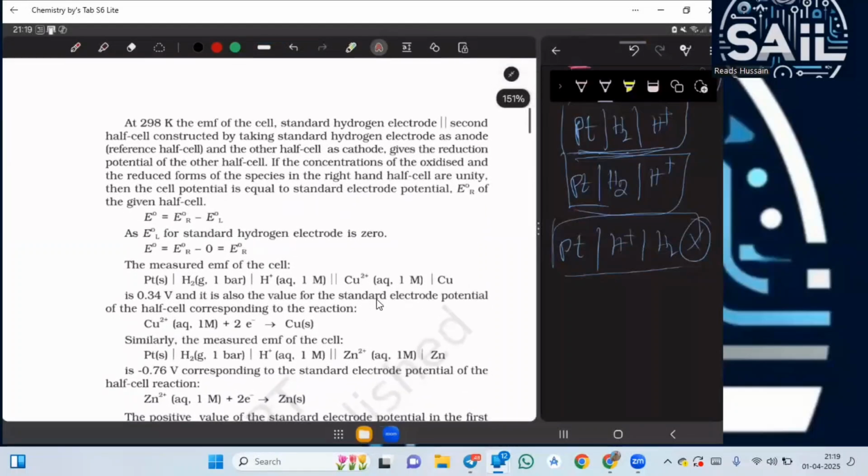Okay. So here there is a formula. See here, cell potential is equal to right hand side potential minus left hand side potential. Just a few minutes back we discussed this. Usually, in some cases, hydrogen is taken as the left hand side potential, which means it is taken as the anode, and whatever other electrode we need to determine the potential of will be taken as the cathode.